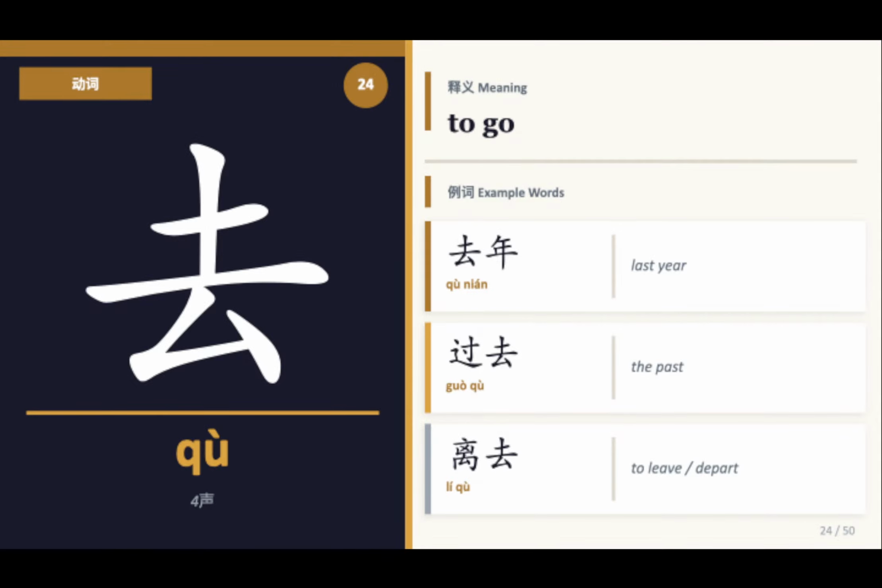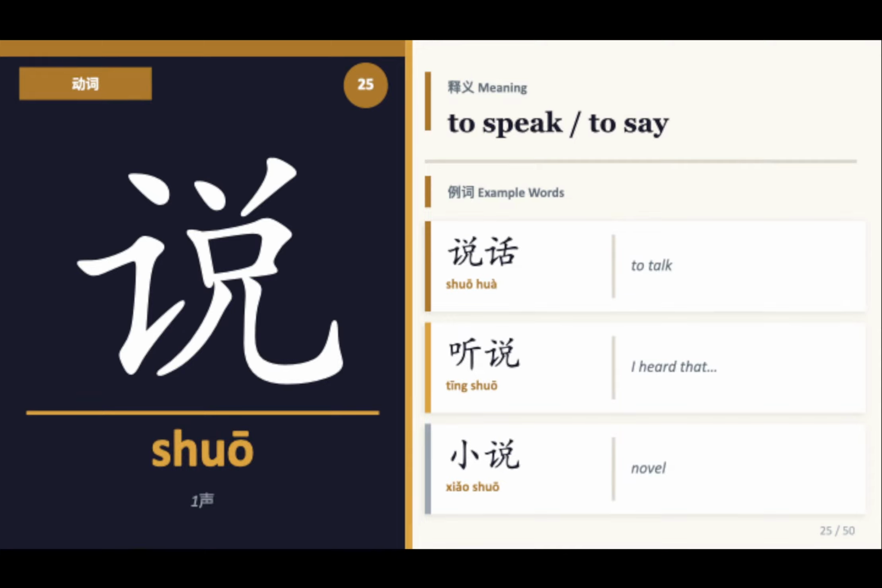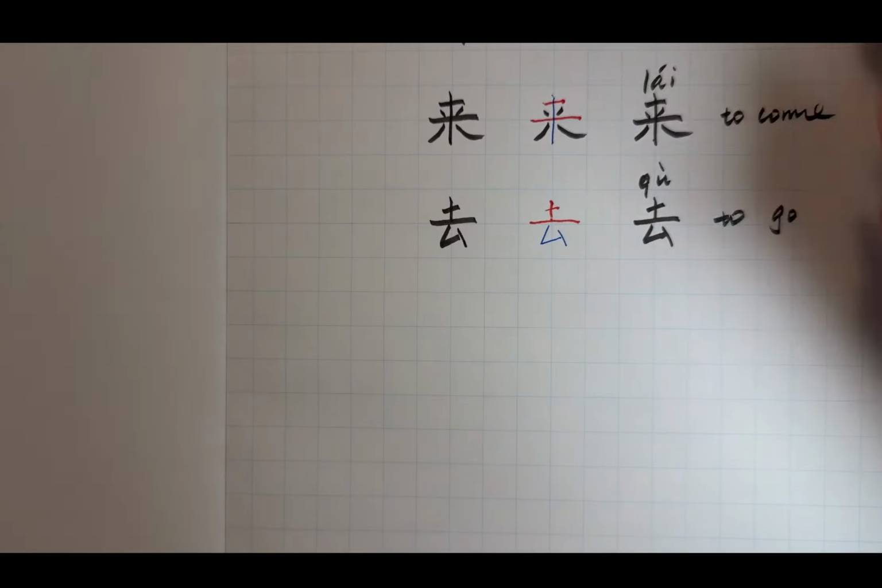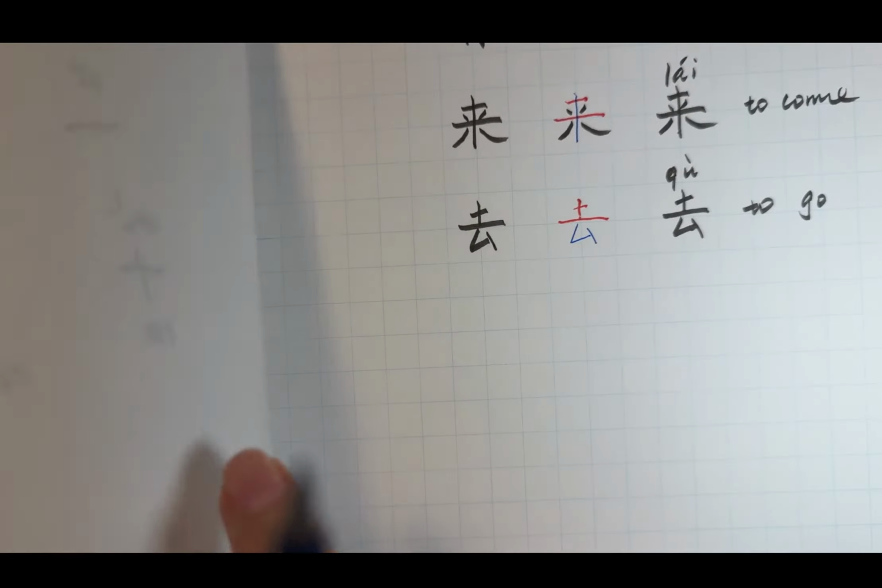And this one, 说. 说 is to speak or to say. 说话 is to talk. 听说 is I heard that. 小说 is novel. Let's see how to write them.